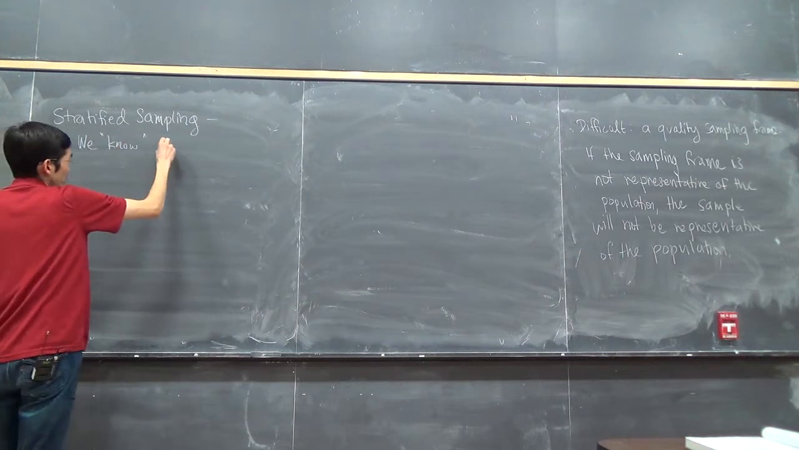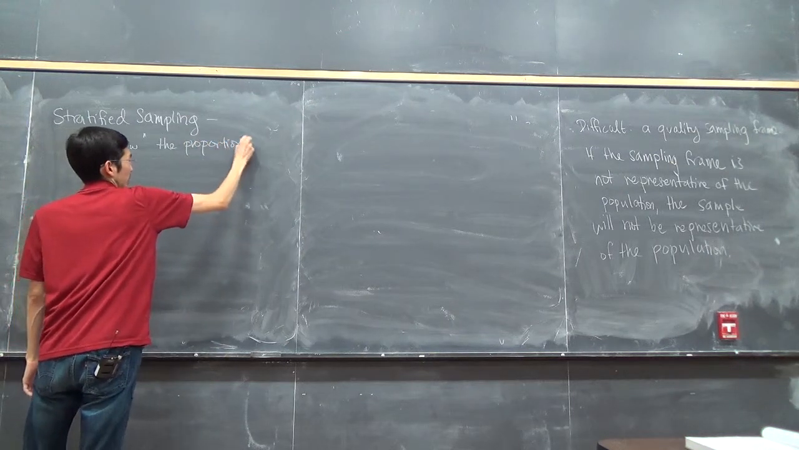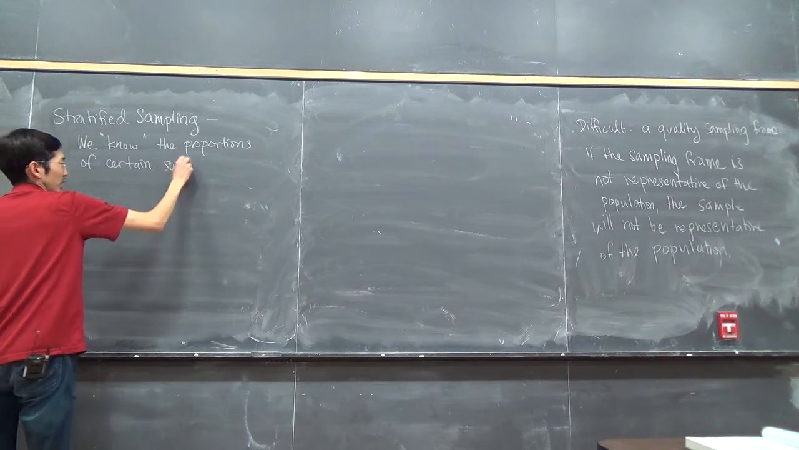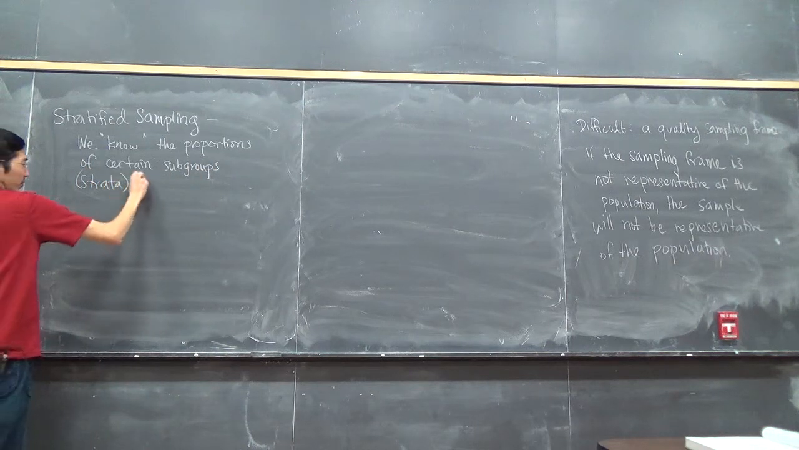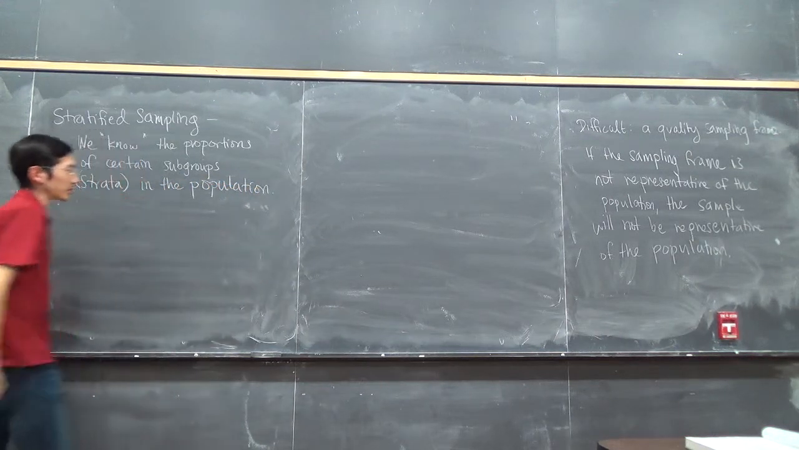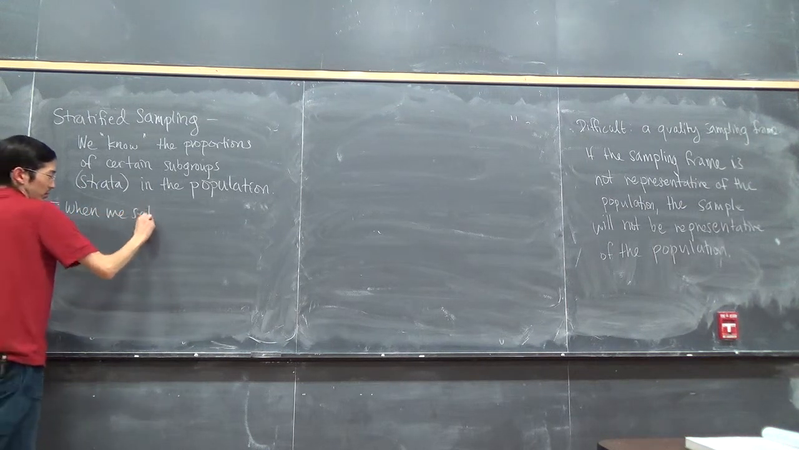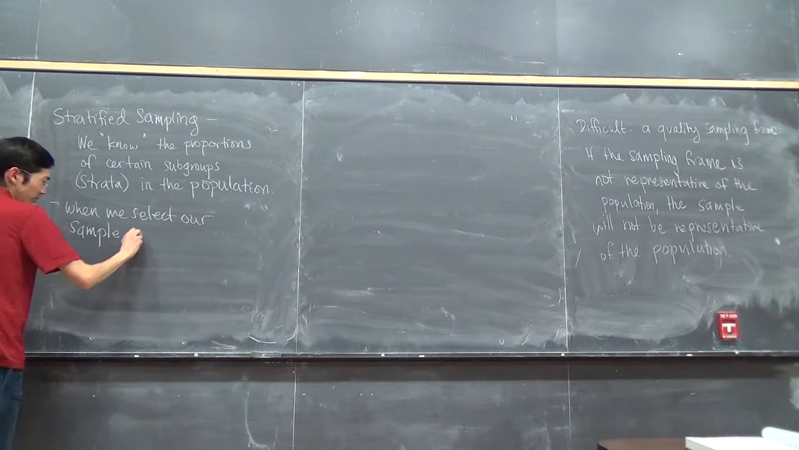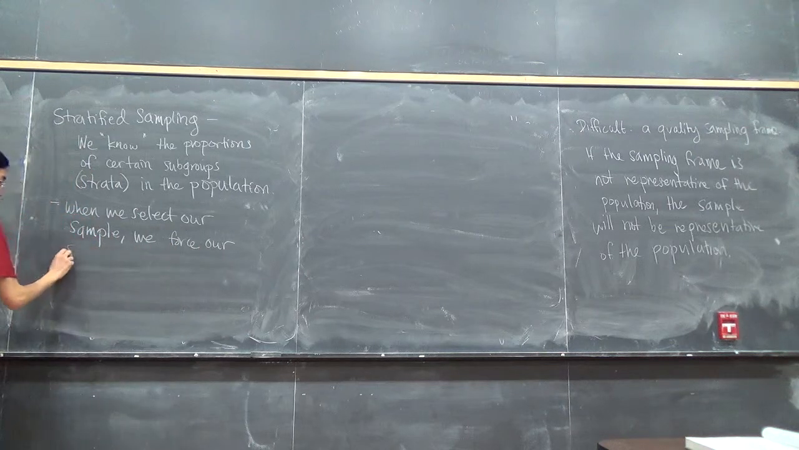Okay, so in stratified sampling, we know the proportions of certain subgroups or strata in the population, okay? When we select our sample, we force our sample to have the same proportions.